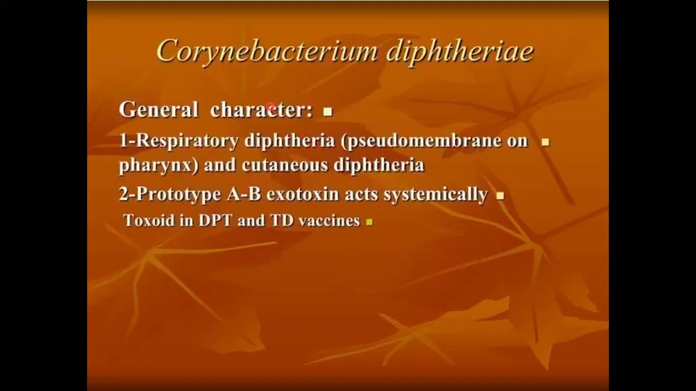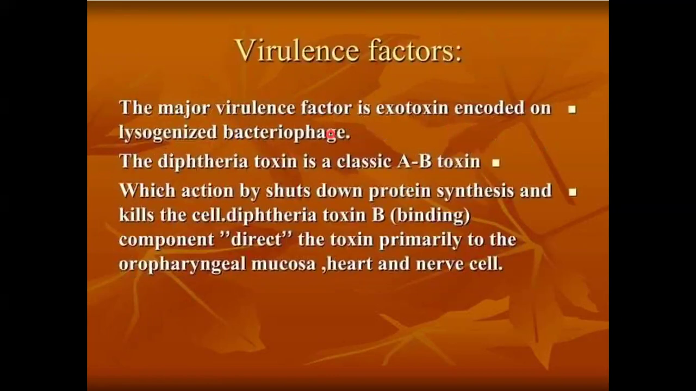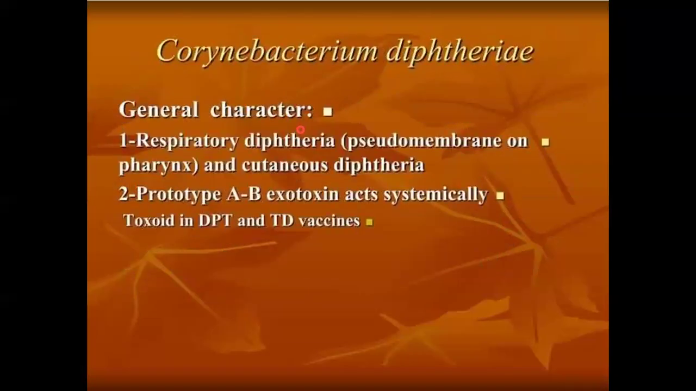Okay, diphtheriae. So respiratory diphtheria, pseudomembrane on the pharynx, and cutaneous diphtheria. So I want to show you the pseudomembrane on the pharynx. I have a good picture. Look, if you can see, okay, we call it pseudomembranous pharyngitis. Can you see here? It's a slightly grayish, whitish appearance on the membrane. Yes, that is the pseudomembranous pharyngitis.